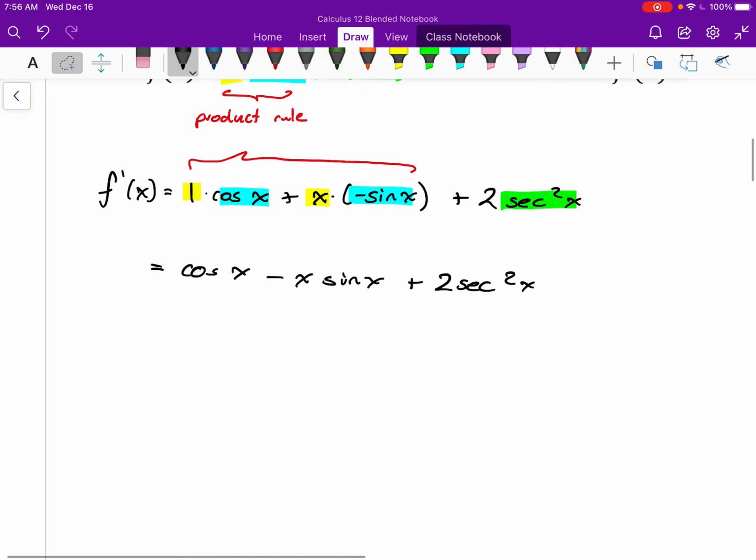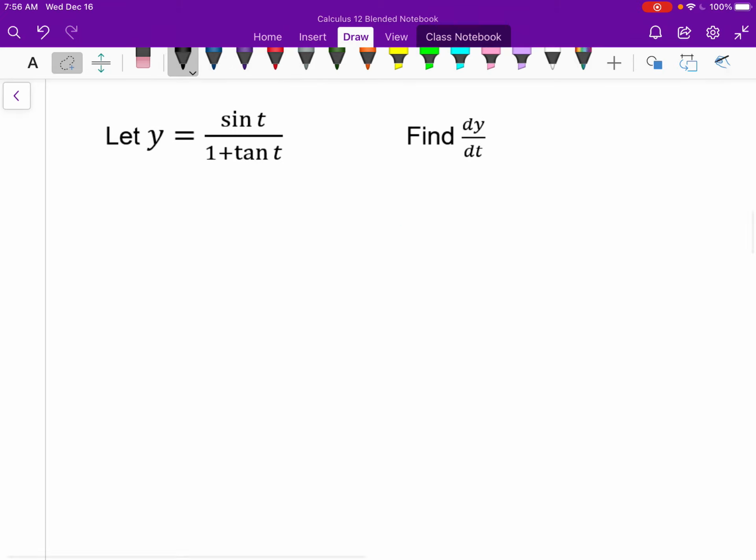And so with that said, though, I just need to work through a few examples here. So let y equal sine t over 1 plus tan of t. Find dy dt, find the derivative with respect to t. So probably not surprising here, we have to use the quotient rule.